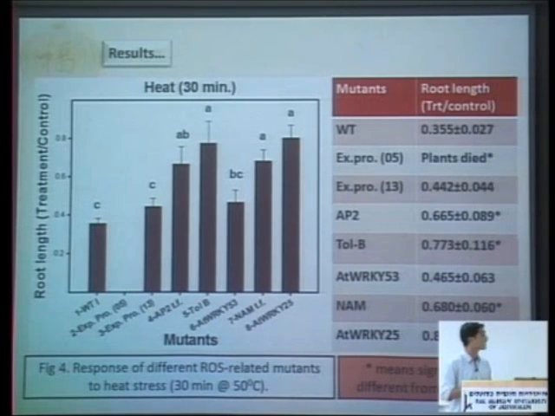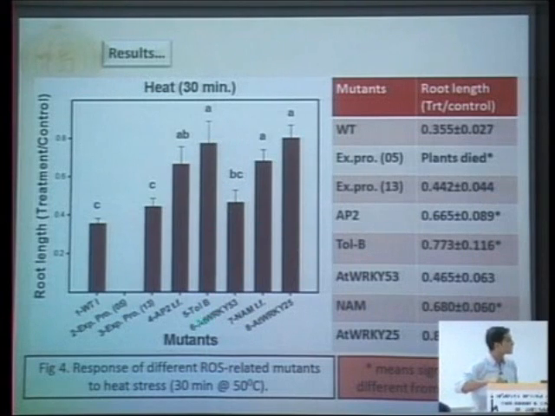Yes, that infers that the mutant is tolerant itself, but not the gene. When the gene is expressed, the plant will be more sensitive. But in the absence of this gene, this is a mutant, which means this gene is not present in this plant.